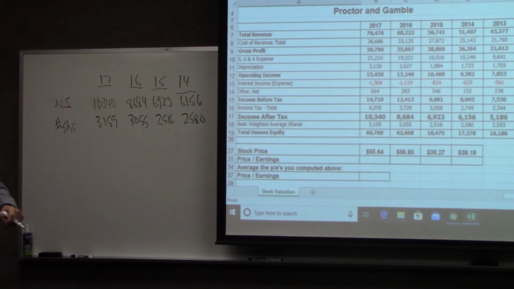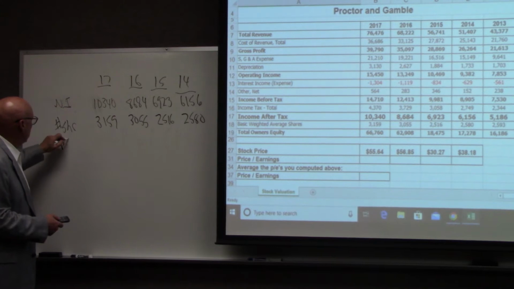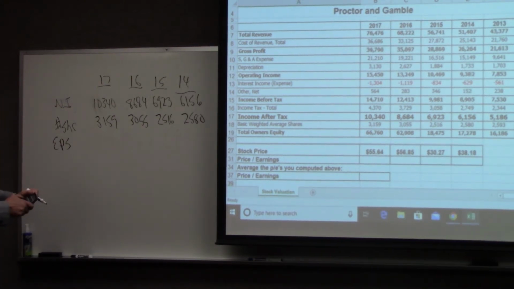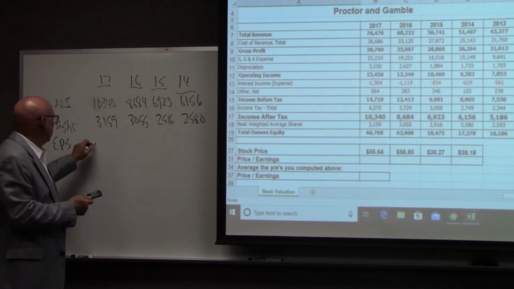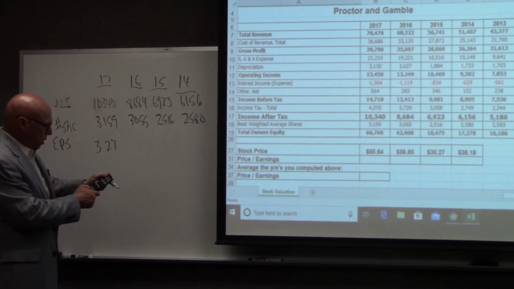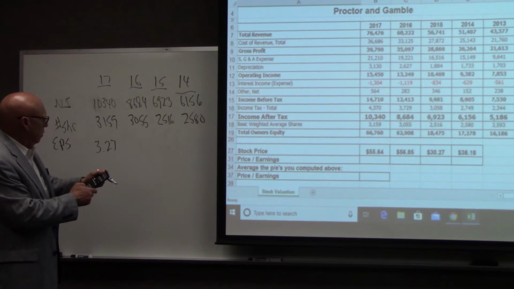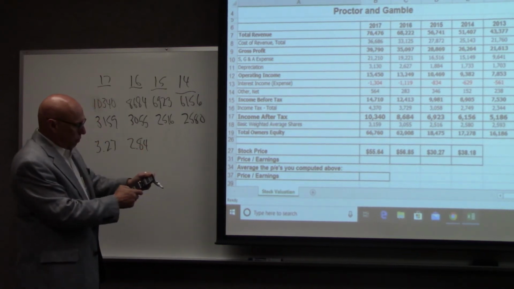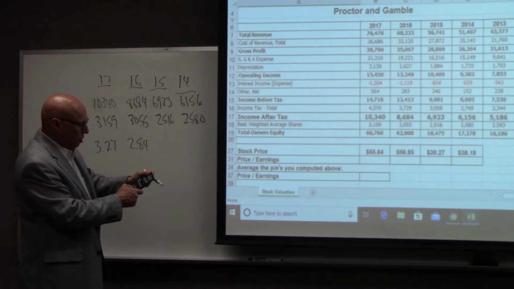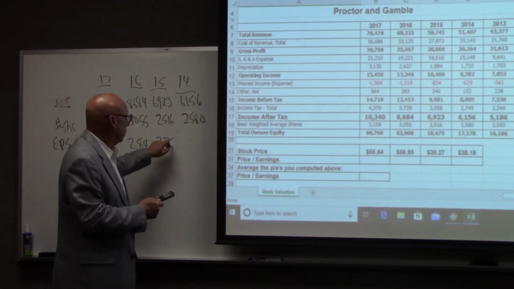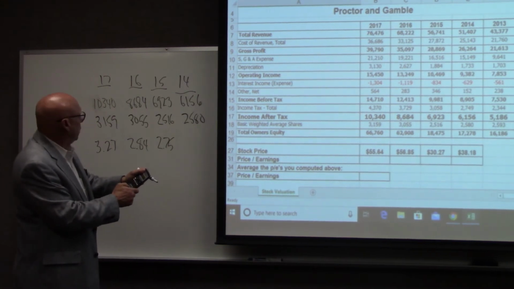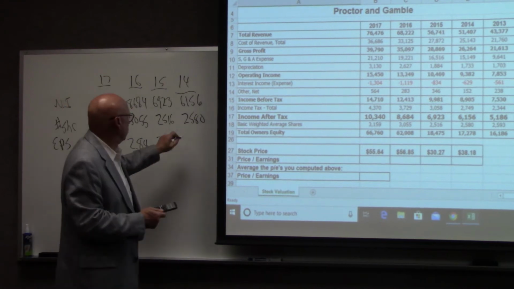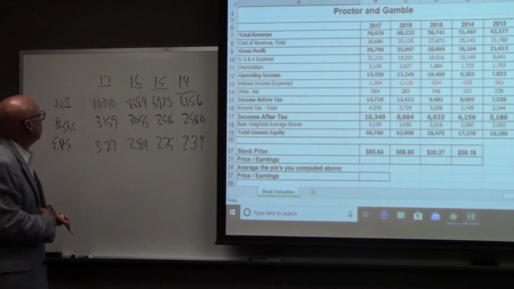All right, let's get our calculators out. Get earnings per share. We have 10,340 divided by 3159, and we have $3.27. And we have 8684 divided by 3055, and we have 2.84. And we have 6923 divided by 2516, and we have 2.75. And then we have 6156 divided by 2580, and we have $2.39.